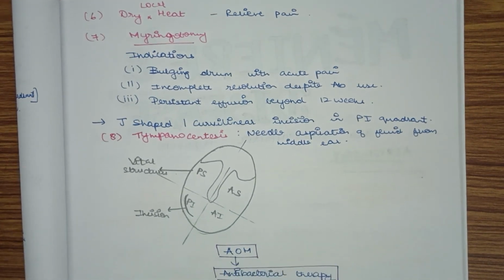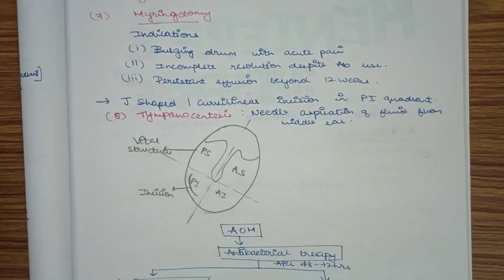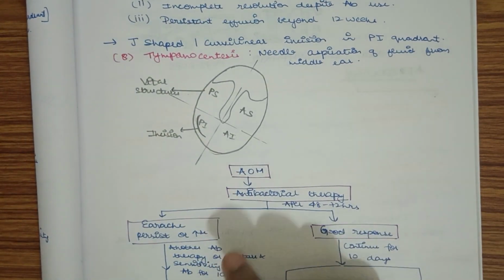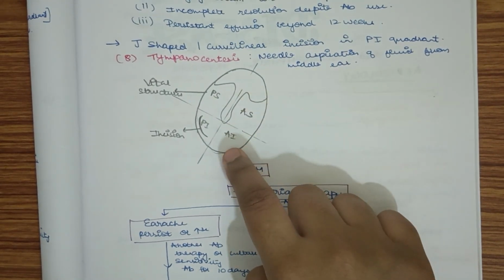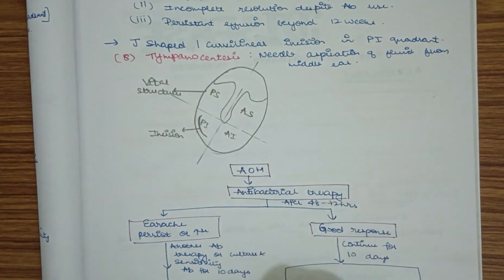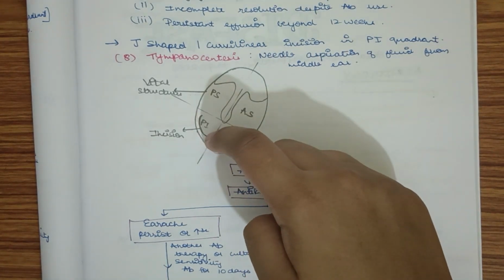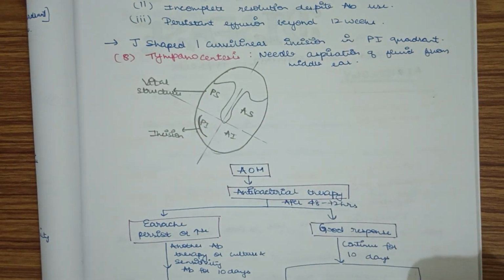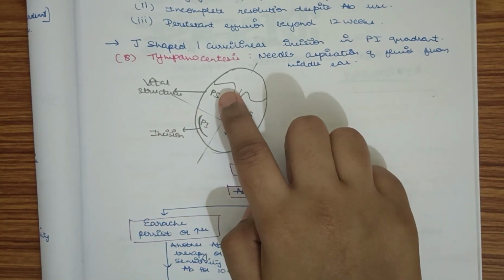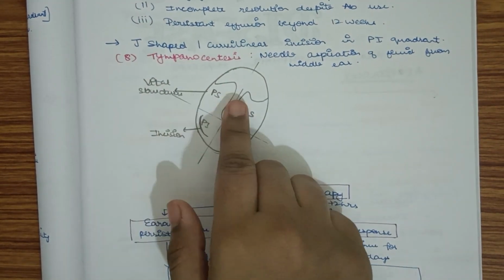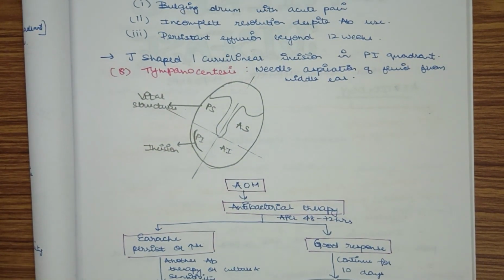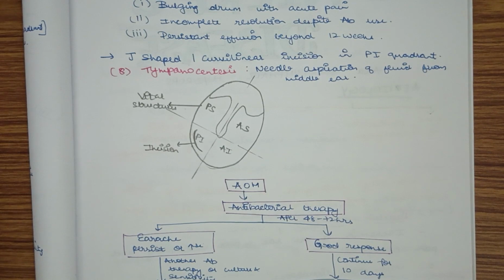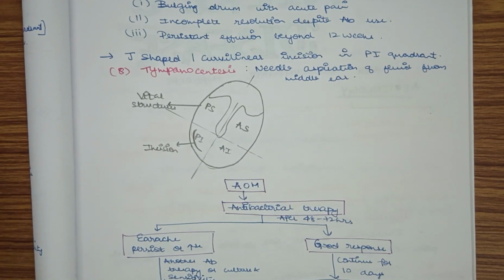A J-shaped incision or a curvy linear incision is given in the posterior-inferior quadrant of the tympanic membrane. As you can see, this is the tympanic membrane of the right ear, and these are the quadrants: the anterior-superior, anterior-inferior, posterior-superior and posterior-inferior quadrant. So a curvy linear incision or a J-shaped incision is given in the posterior-inferior quadrant. An incision should never be given in the posterior-superior quadrant, as all the vital structures are present in the posterior-superior quadrant. Tympanocentesis, that is needle aspiration of fluid from the middle ear, may also be done before myringotomy.